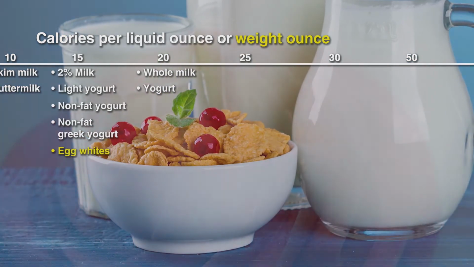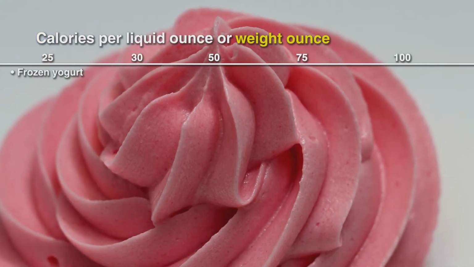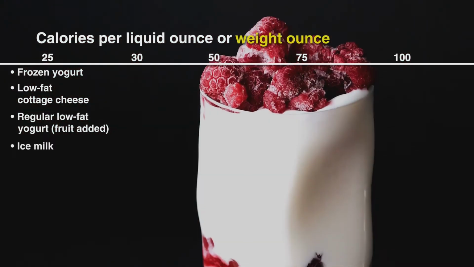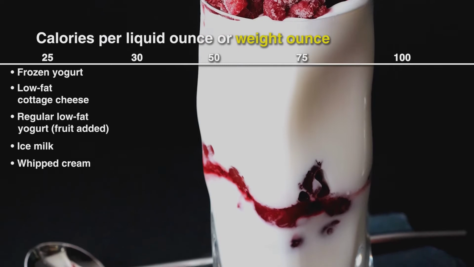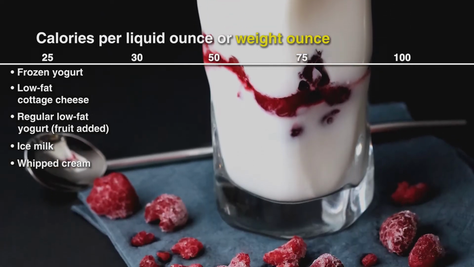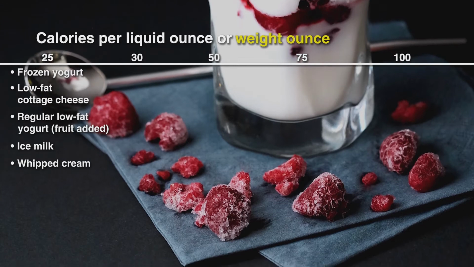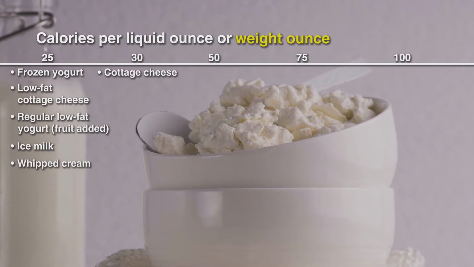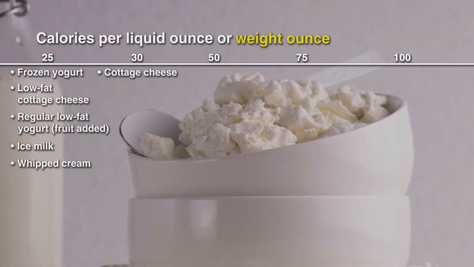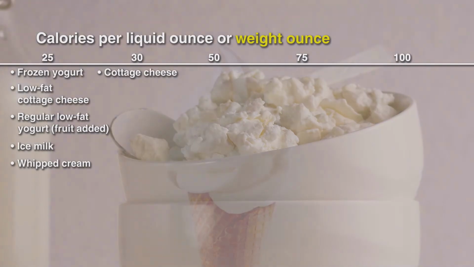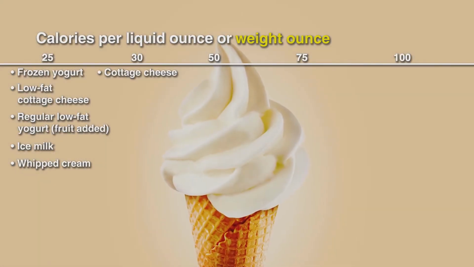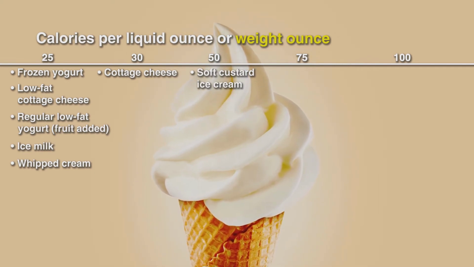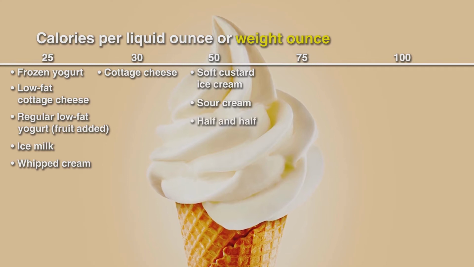As we move up the scale to 25 calories per ounce, we find frozen yogurt and low-fat cottage cheese. Regular low-fat yogurt with fruit added at the bottom of the container is included at this level because the fruit adds sugar calories, often with added sugar as much as 100 calories per ounce. At 30 calories per ounce on our calorie scale, we find regular cottage cheese. There are no other dairy foods that generate 30 calories per ounce. The next calorie standard for dairy products is at 50 calories per ounce, where we find soft custard ice cream like you'd get at your local fast food restaurant, and of course sour cream, half and half, and evaporated milk.